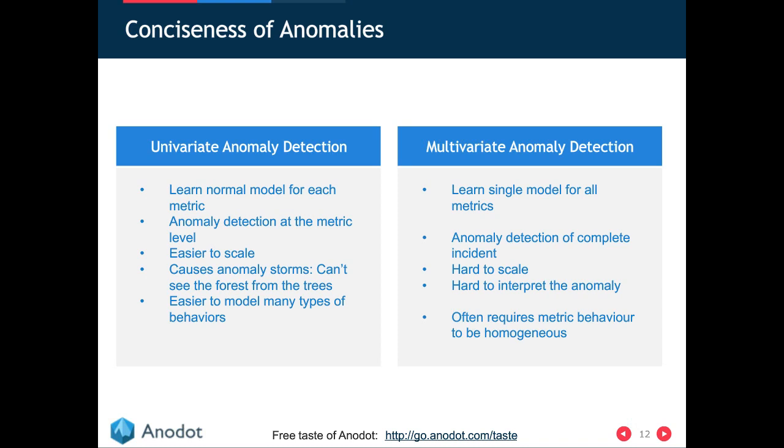The multivariate anomaly detection, however, learns a single model for all metrics, and then it detects an anomaly that is a complete incident. So an anomaly is a combination of behaviors for all the different input signals that I put into that algorithm. Now, most of these techniques are very hard to scale because they're multivariate learning techniques. They're oftentimes hard to interpret. So the system would say, I see an anomaly, but if I need to present how the anomaly looks to a human, it's often hard to do.